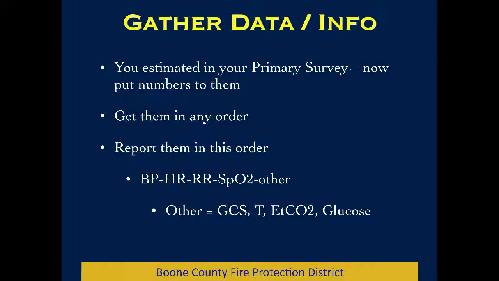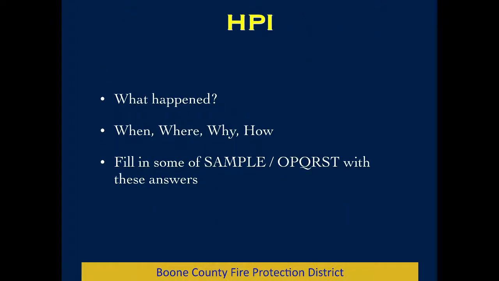Then you'll move past your critical decision point into gathering data and info. And these are things that you estimated in your initial contact, and now you're going to put numbers to them. You're going to actually measure them. You can get these in any order, although we certainly like pulse ox early on. It gives you 2 bits of information, both heart rate and oxygen saturation. And then we'll help you learn to report your findings in a standard way.